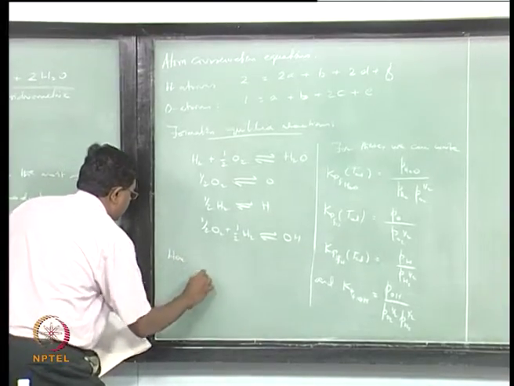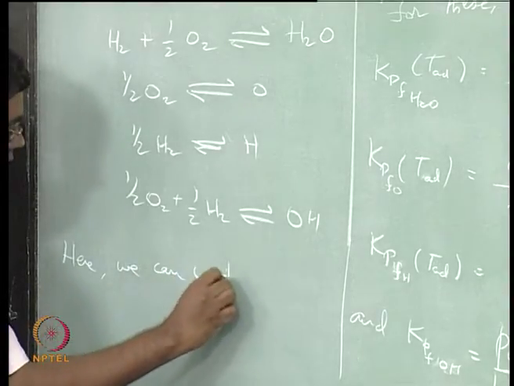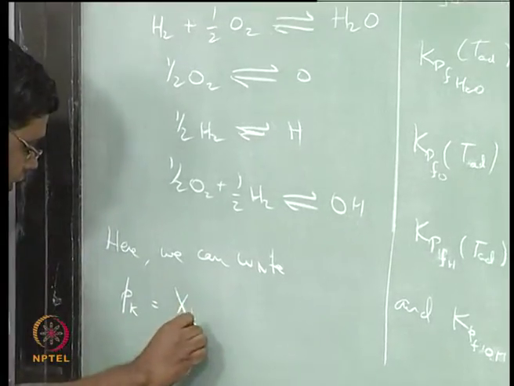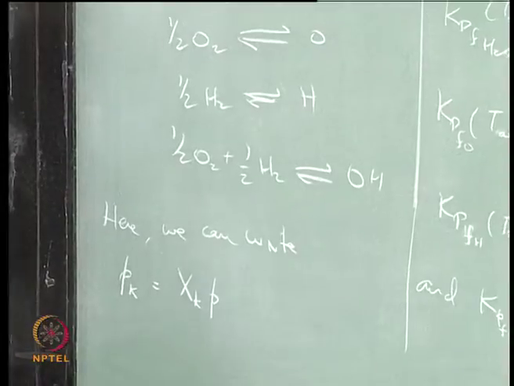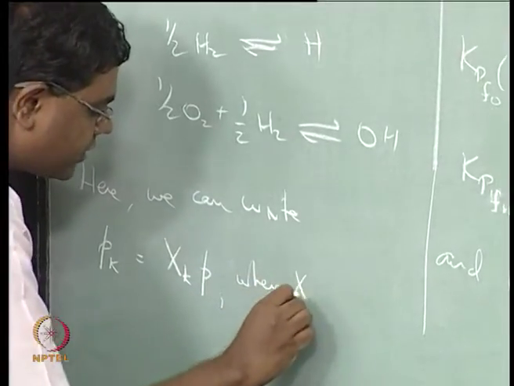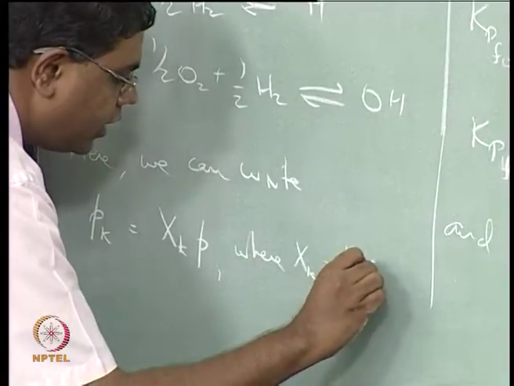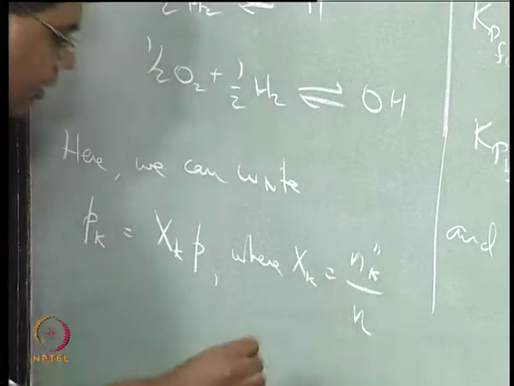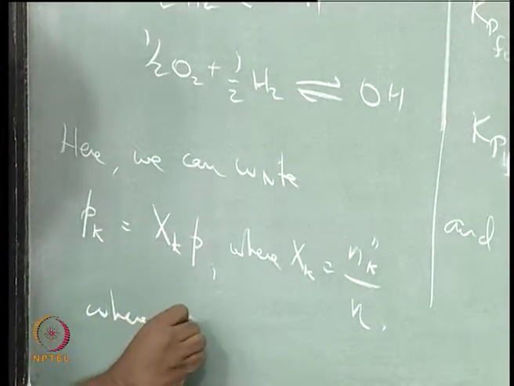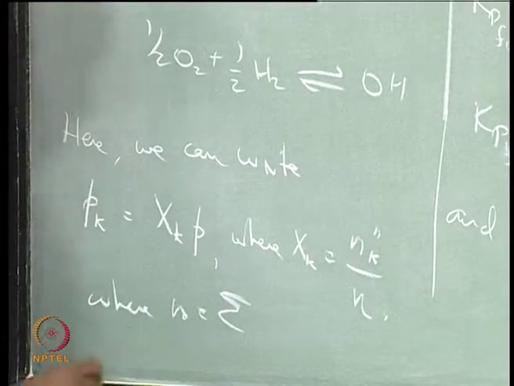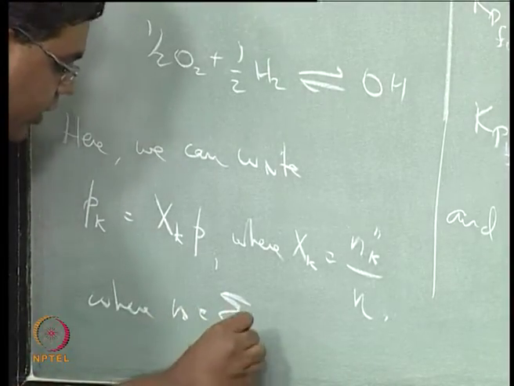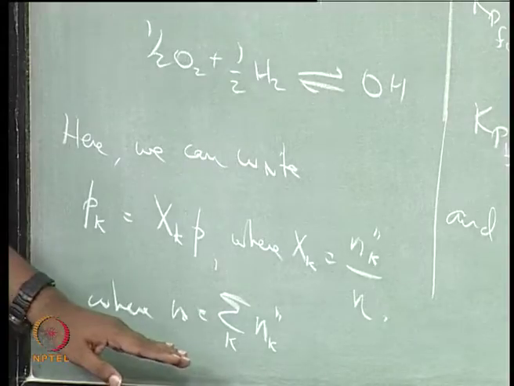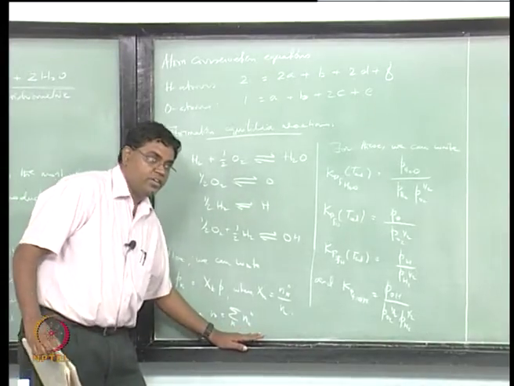So here we can write Pk equals xk times P, where xk equal to nk double prime divided by n, where n equal to sigma over all k nk double prime. That means you add up all the number of moles of all the products together, which we don't know yet, okay. This is what we are trying to find out.